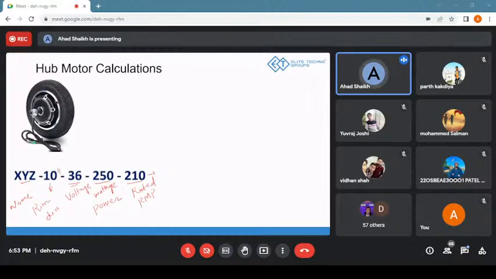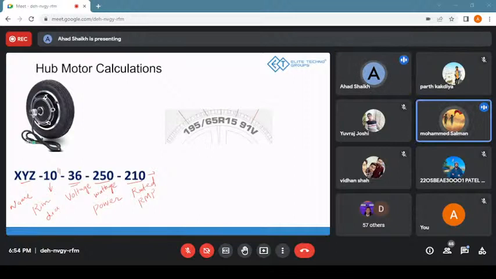Find out what could be the maximum speed of the vehicle if we use this particular specification of BLDC hub motor. So first of all, to calculate the maximum speed that we can achieve with this particular motor, we need the tire specification. Reading the tire specification is something an engineering student must know. May I know what terms are mentioned on the tire? Or are you aware of these things?